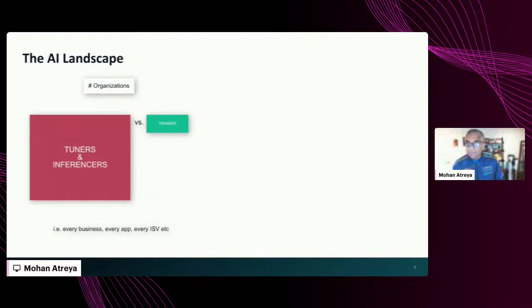Okay, so let's start with a little bit of a view of the landscape. Hopefully this will help you reset your thinking a little bit. If you look at the landscape, you can broadly put the users in two buckets. There are trainers, the people who create the foundational models. And then there are tuners and inferencers. These are people who use the foundational models.